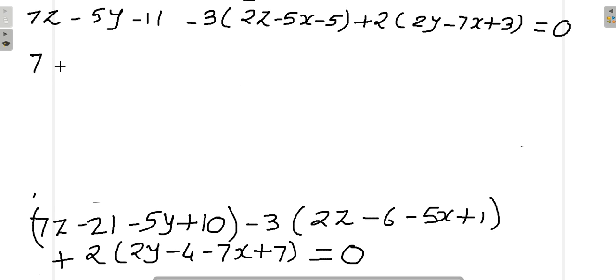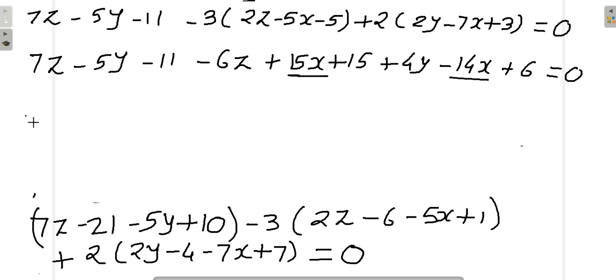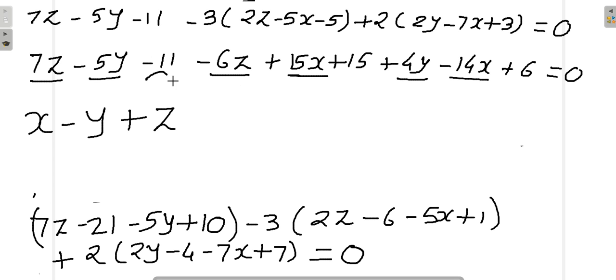So that gives me, let us take xyz now. 15x minus 14x is x, minus 5y plus 4y is minus y, 7z minus 6z is z. Minus 11 plus 15 is 4. 4 plus 6 is 10.